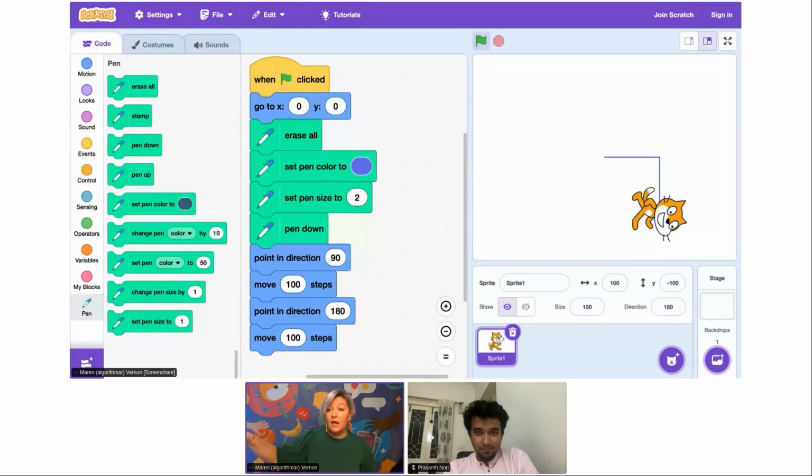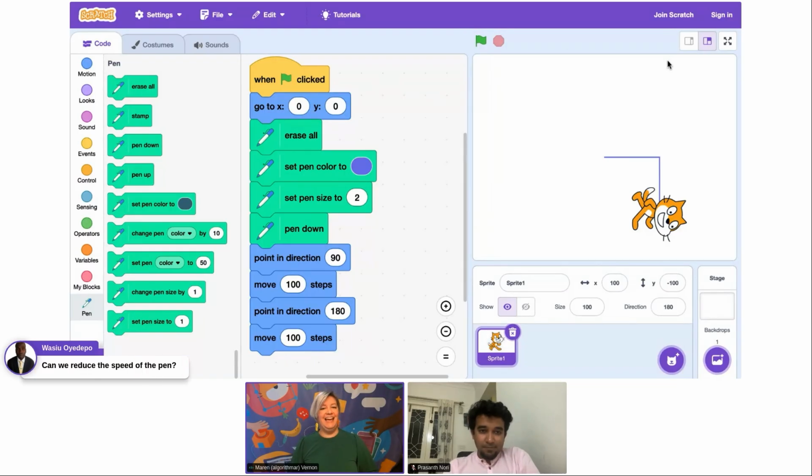Great question also in the chat. Can we reduce the speed of the pen? Love it. Thank you for that. So I don't see a block here, right, that talks about pen speed, unfortunately.